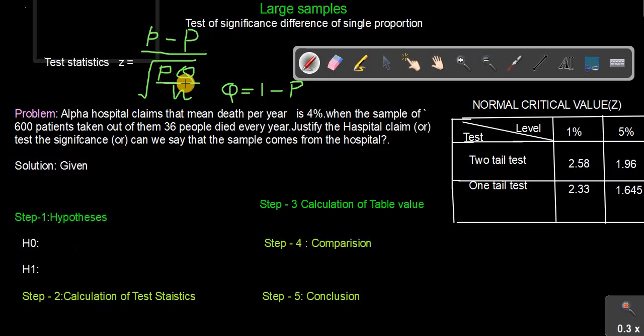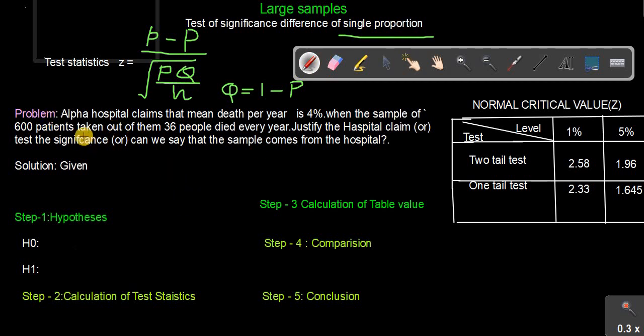of the sample. Okay, if all the data are given to us, then we can test whether the proportion of the population is significant or not. That is what we can identify. Okay, now let us take the problem here. This problem is connected to the testing of single proportion.